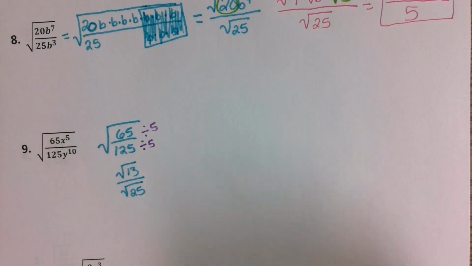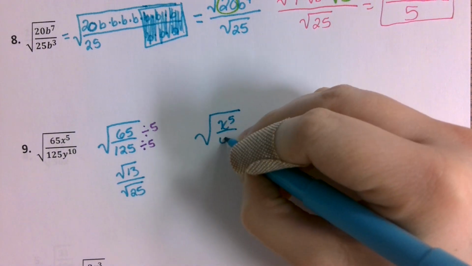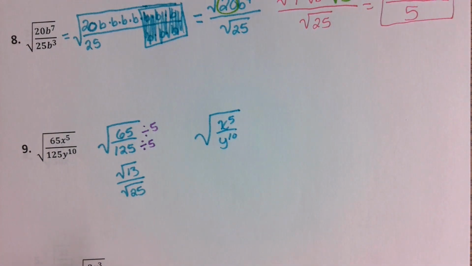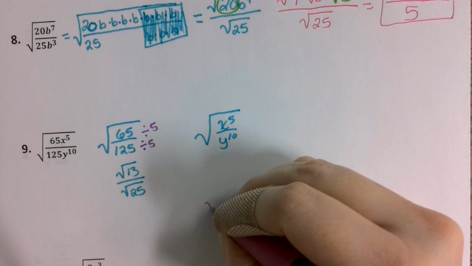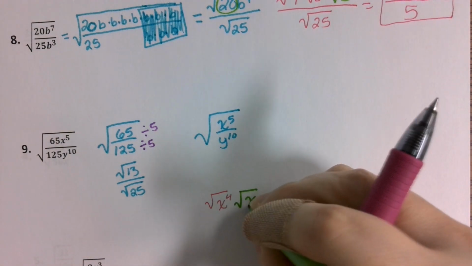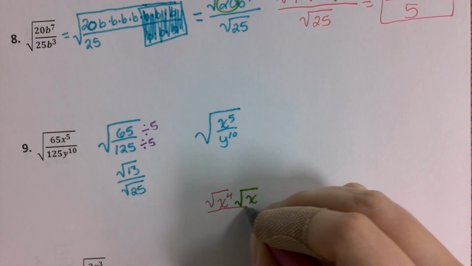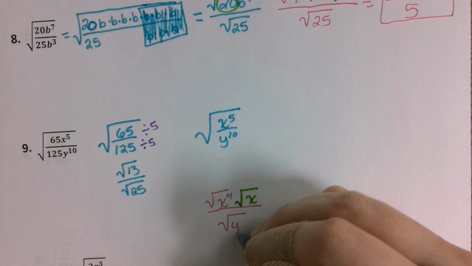Now let's focus on our variables. We have x to the 5th over y to the 10th. Is x to the 5th a perfect square? No. But can we break it up into a perfect square? Yeah. How do we break x to the 5th into a perfect square? You just take 1 away. So we would have x to the 4th, and then x. What about y to the 10th? Is that a perfect square? Yes, because it's an even power, so we have square root of y to the 10th.